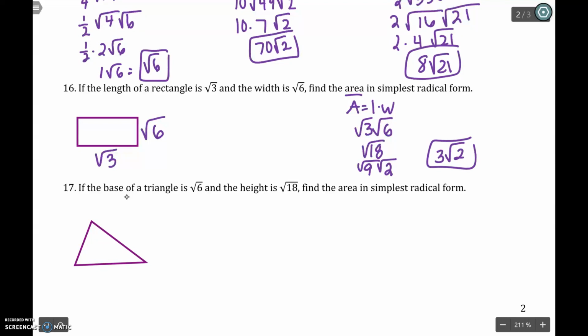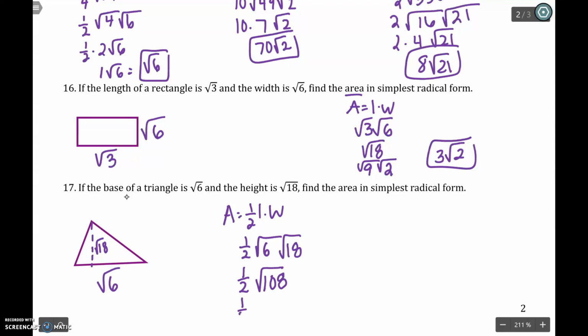For number 17, the base of the triangle is radical 6, and the height, which would be on the altitude, is radical 18. Find the area. In a triangle, it's 1/2 of length times width. So we would be doing this, keeping the 1/2 in front. 6 times 18 is 108. And then divide until you find a perfect square that goes into 108. 36 goes in 3 times.